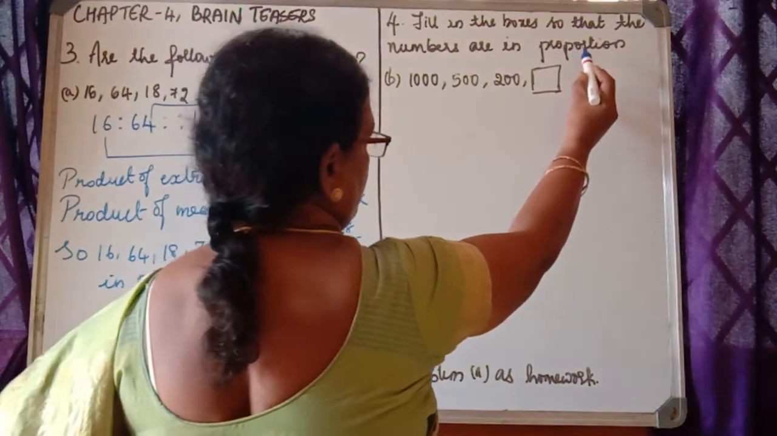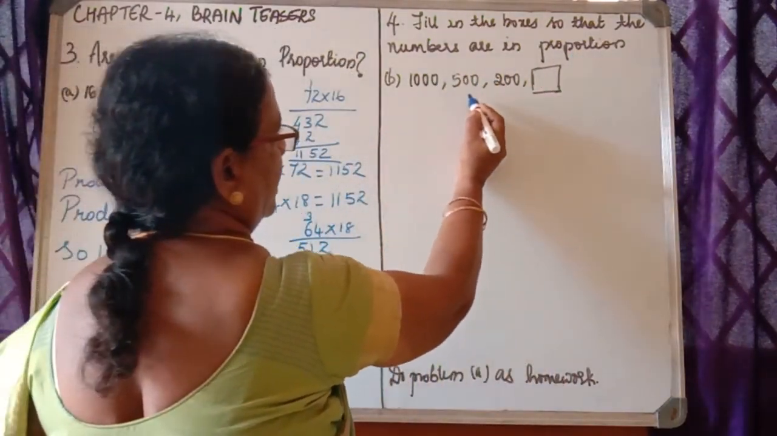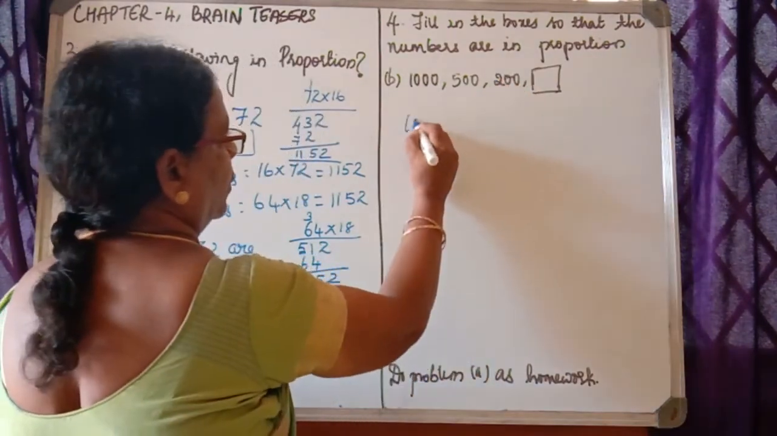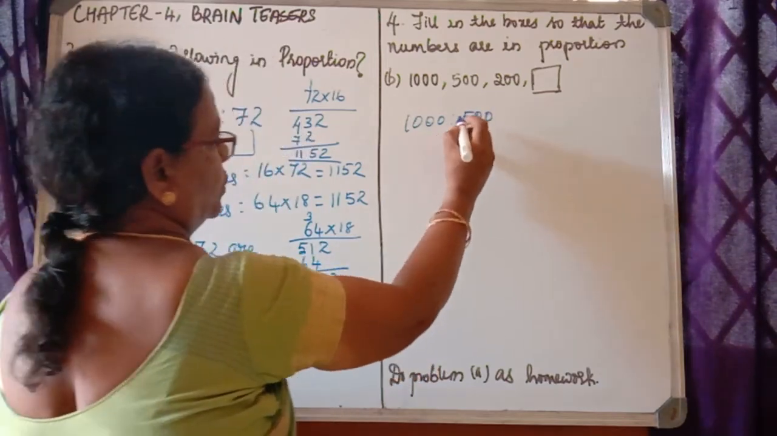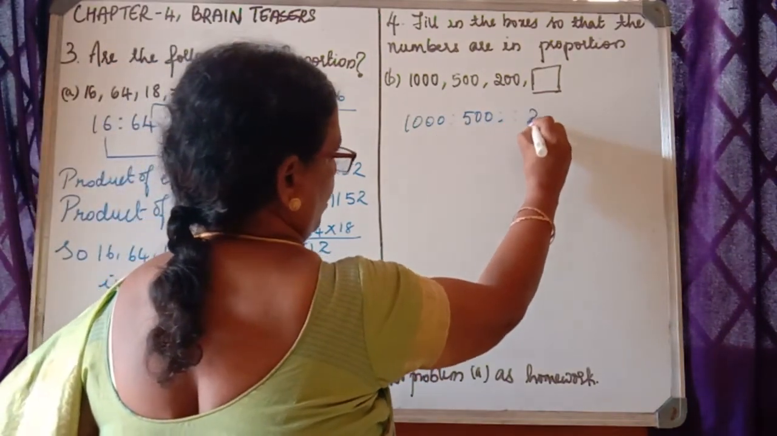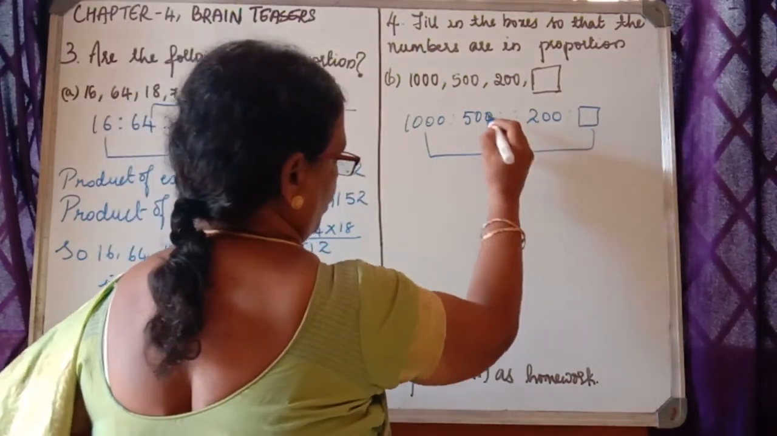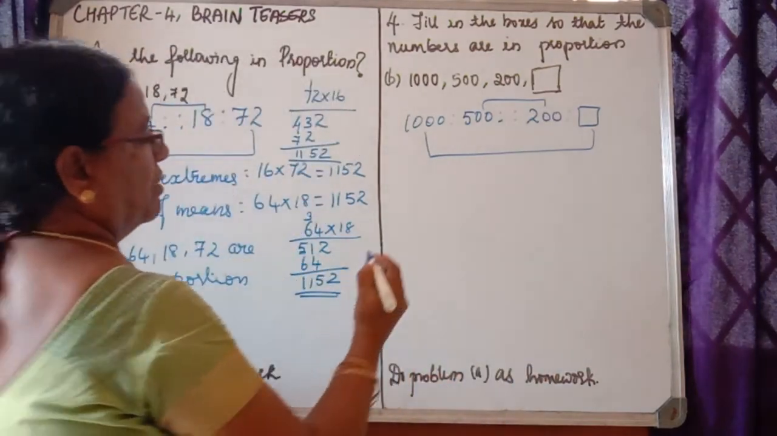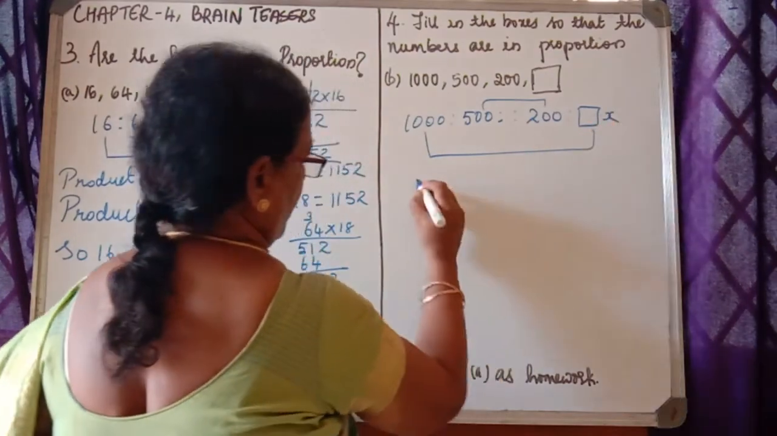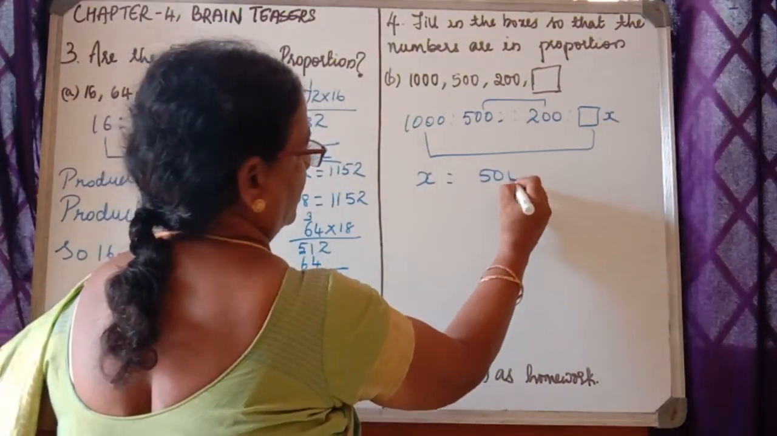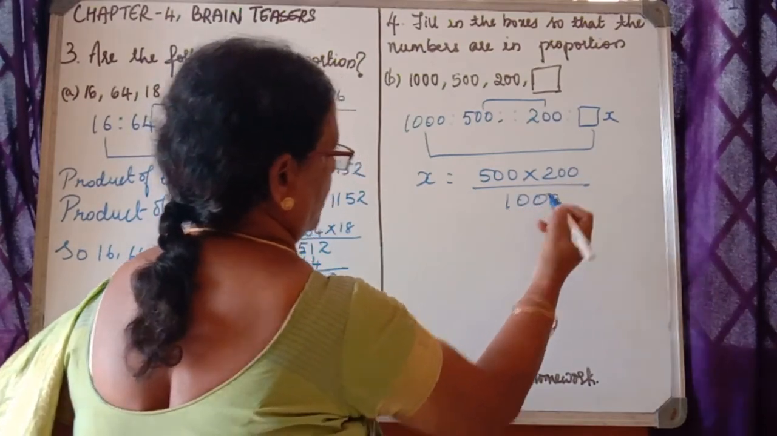Fill in the boxes so that the numbers are in proportion. 1000, 500, 200, box. Now first we write it in the form of proportion. 1000 is to 500 as 200 is to box. What is the procedure? Product of extremes should equal product of means. How will we find out that box? Box we will consider as x. x is equal to 500 into 200 divided by 1000.